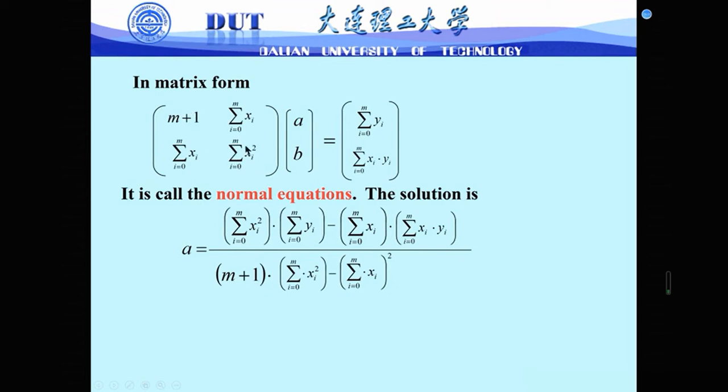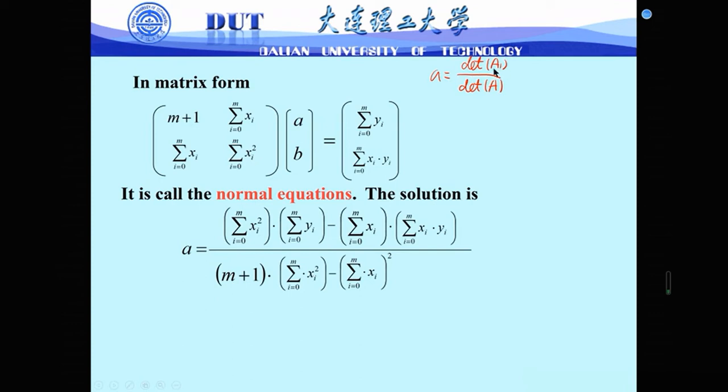So here m plus 1 multiplied by this element, the x_i squared summation, right? Minus the product between the two elements, so it is sigma x_i, the bracket squared. This is the determinant of this matrix, the coefficient matrix, right? And the numerator means we replace the first column by the right column. Remember? You should remember this: A equals the determinant of A1 over the determinant of A, right?